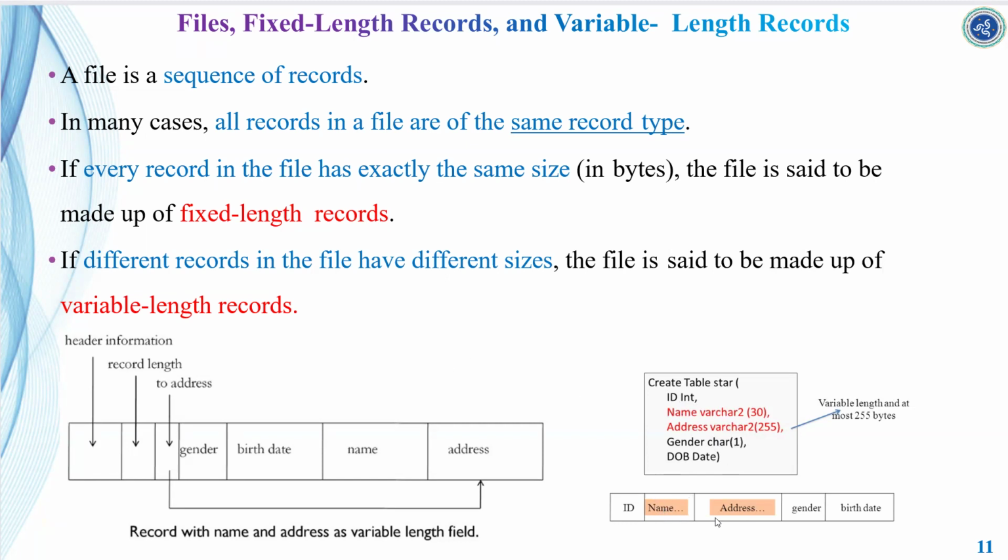So records can have fixed size fields, for example gender and date of birth, and variable length fields, which are name and address. Here the variable length size is up to 255, so it can accommodate up to 255 characters per address.